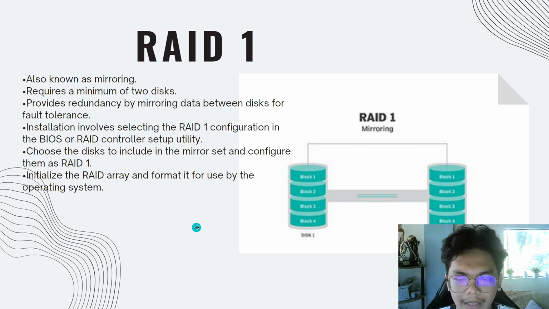It requires a minimum of 2 disks like RAID 0 and provides redundancy by mirroring data between disks for fault tolerance. Installation involves selecting the RAID 1 configuration in the BIOS or RAID controller setup utility. Choose the disks to include in the mirror set and configure them as RAID 1. Then initialize the RAID array and format it for use by the operating system.